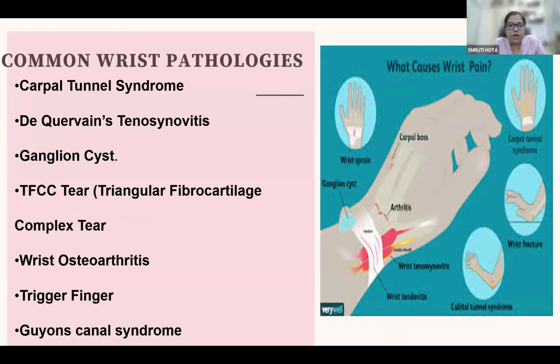These are a few common wrist pathologies like carpal tunnel syndrome, which Sir has explained very nicely. Then second is de Quervain's tenosynovitis, ganglion cyst, TFCC, that is the triangular fibrocartilage complex tear, wrist osteoarthritis, trigger finger, and Guyon's canal syndrome. These are a few common wrist pathologies that we will go through one by one.